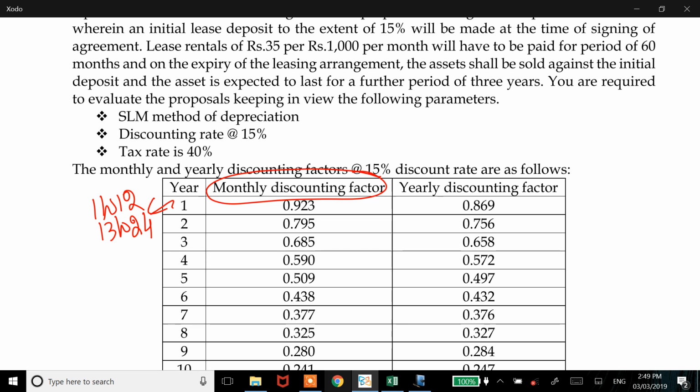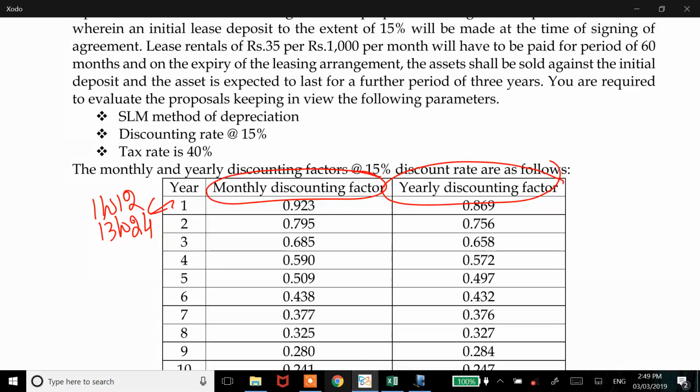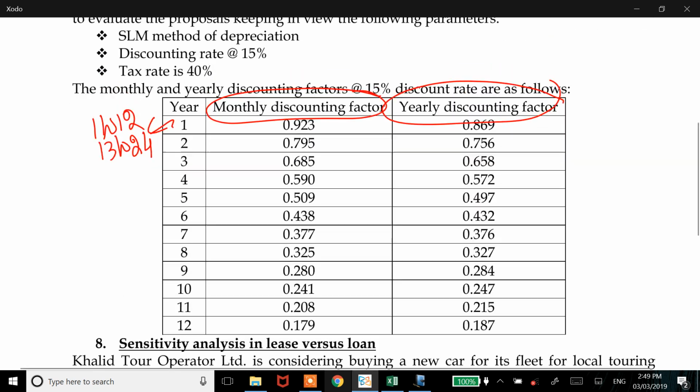Now the only thing is they also have a yearly discounting factor. So what we are required to do is, we will do like this: year, lease rent, monthly discounting factor, present value of lease rent, tax benefit will be multiplied with yearly discounting factor, because tax benefit will come at the end of the year. That's the only difference we have here. How those 0.923 is computed is 1 divided by 1 plus 1.25%. You keep doing for 12 months and take an average of that.